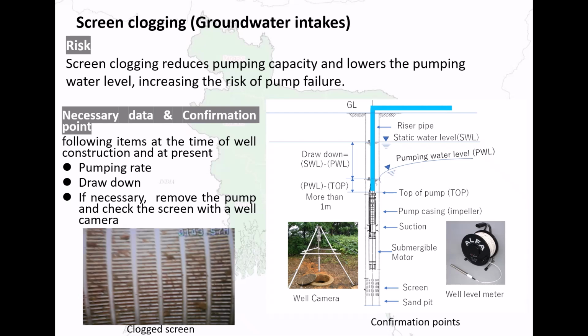At the beginning of construction, the pump submergence from pumping water level should be kept as margin, but as time goes by, the drop in water level increases, and if it becomes less than 1 meter, countermeasures are required for pump damage. In this case, an additional column pipe should be added with the pump until regeneration. To check the screen clogging, a well camera is an effective method to see screen condition directly. The left figure shows clogged condition in which pumping rates can deteriorate.